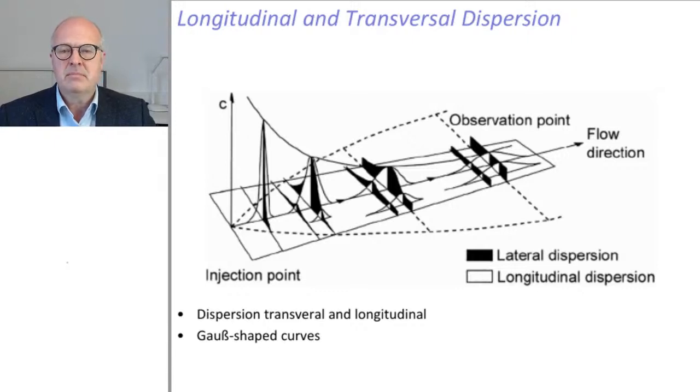Now, the total mass below the curve of everything mixed is the same. We assume conservative behavior, so no photolytic decay, no absorption, but the tracer is spread over a larger and larger volume of water. Now we can already say and note that if we look from the side of the river, these dispersion curves have a Gauss shape, a bell shape. So they are symmetric and they have a regular shape.